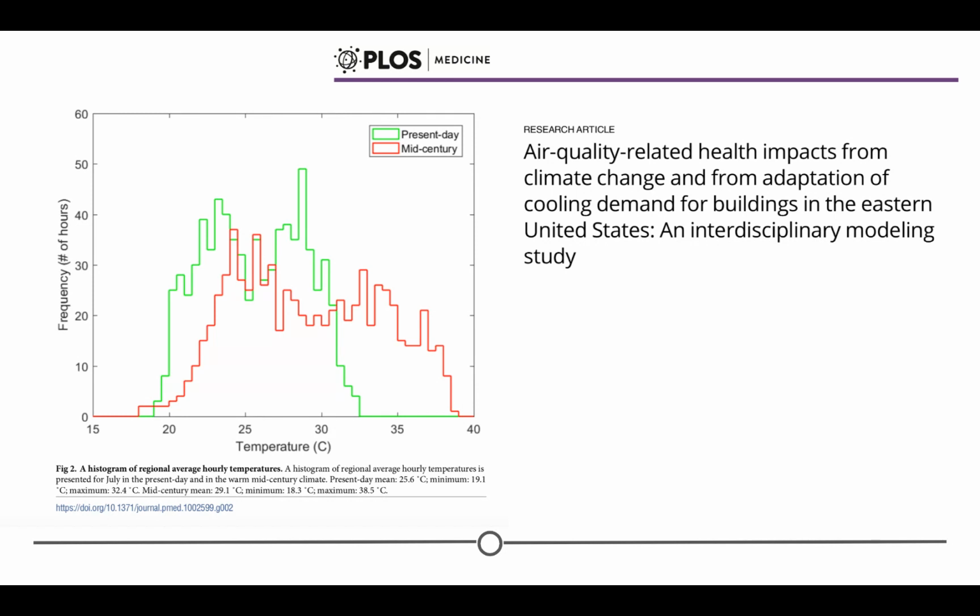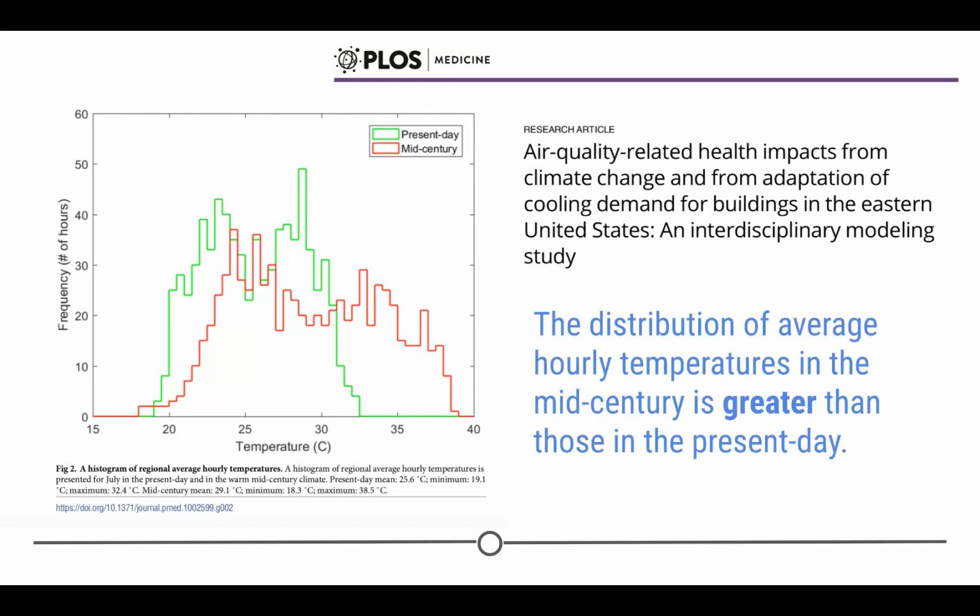And so we can learn a couple things about this graph. The most important piece of information that this graph is trying to convey is that the distribution of the average hourly temperature in mid-century is greater than those in the present day. And you can find this study in PLOS Medicine if you're interested in reading more about it.